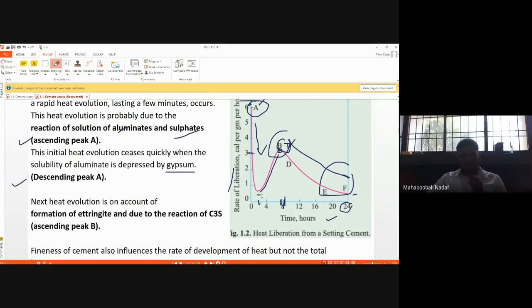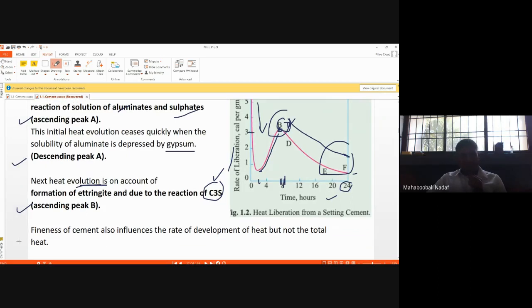From this downward to this point B is due to the reaction of C3S. So that is why we have written ascending peak B. From here to here it is ascending, it is going in the upward direction. So what compounds are reacting? C3S compound is reacting with water, and what is forming in gel? The ettringite. The ettringite compound is forming.